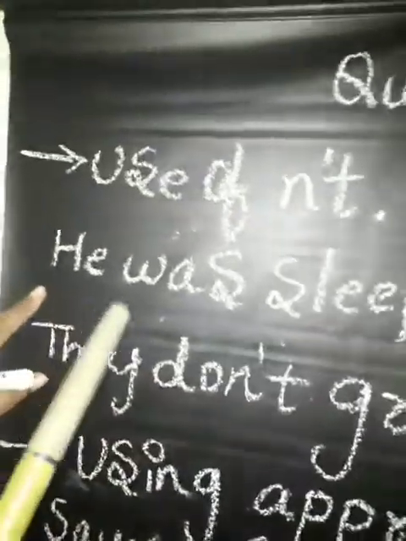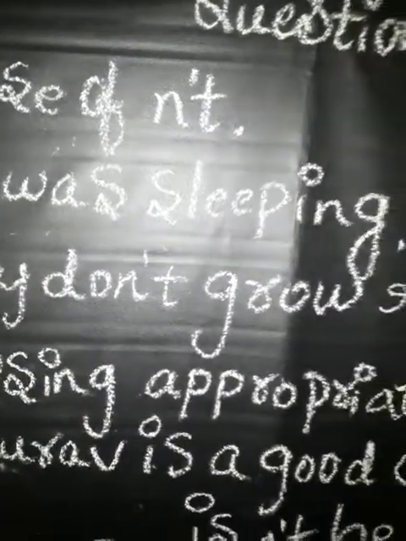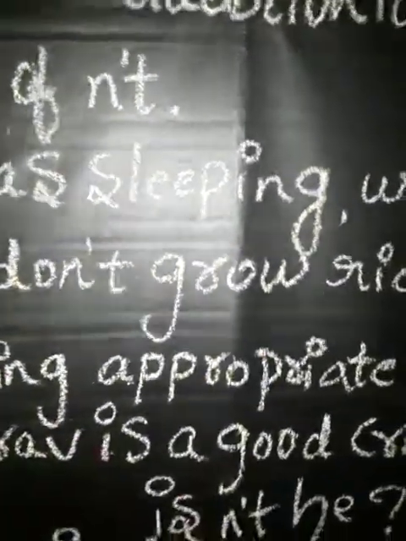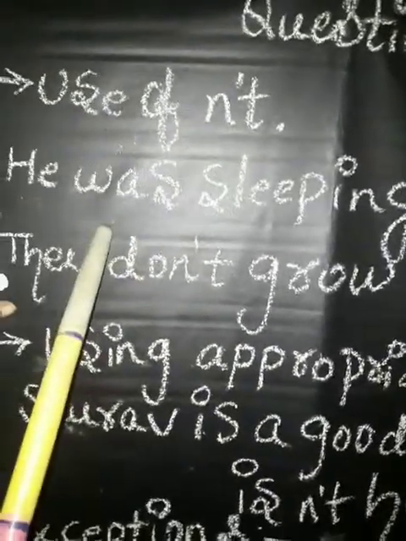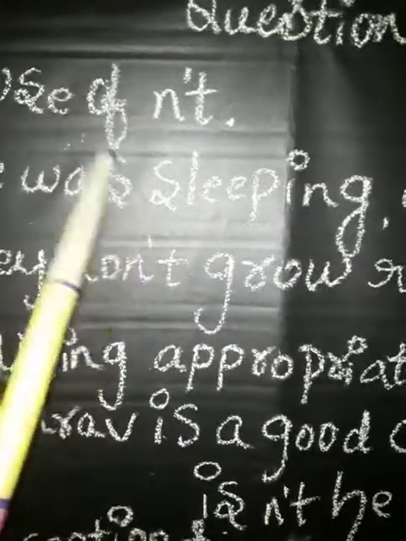See one example. He was sleeping. Here we have a helping verb was and the given statement is a positive statement. There is no not in the given statement. So we have to use was, not, he. He is the pronoun.